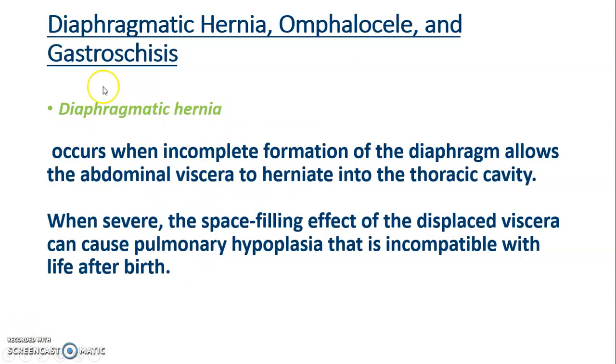Diaphragmatic hernia, another congenital abnormality, occurs when there is incomplete formation of the diaphragm that allows the abdominal viscera to herniate into the thoracic cavity. So, there is absence of or incomplete formation of the diaphragm that causes herniation of the abdominal viscera into the thoracic cavity.